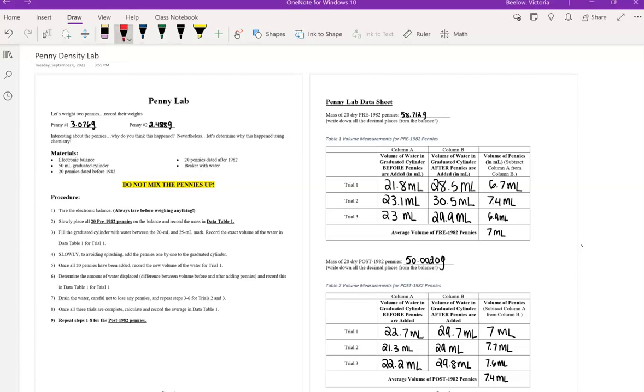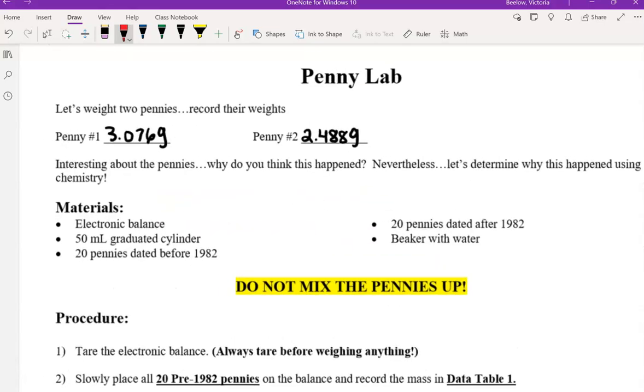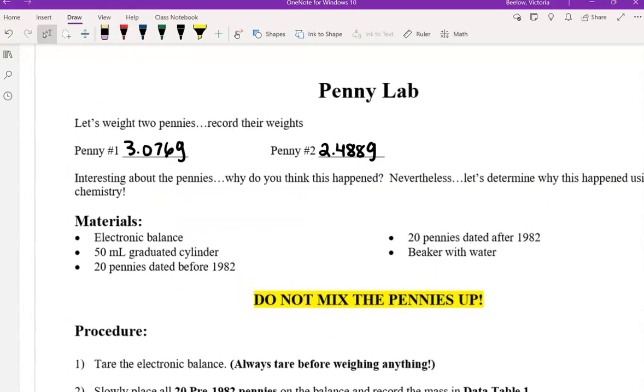In this video, I'm going to be going over the penny density lab that you were absent for and what this data means. To begin with, I weighed two pennies, which if you looked at them, intuitively, you would think they both weigh the same. However, when I weighed both of these pennies, they actually had a different weight, or different mass.